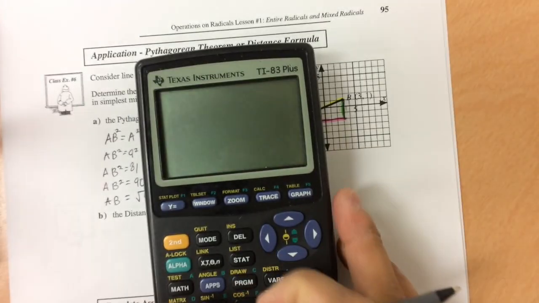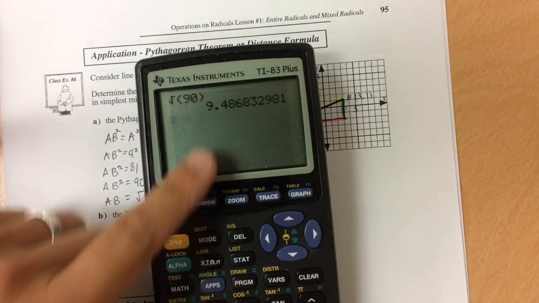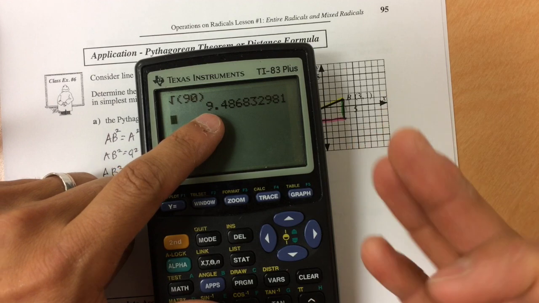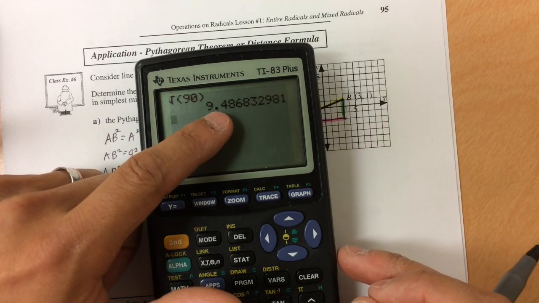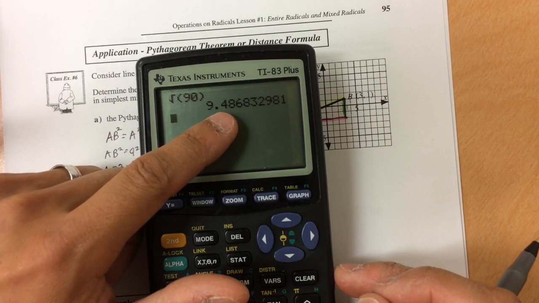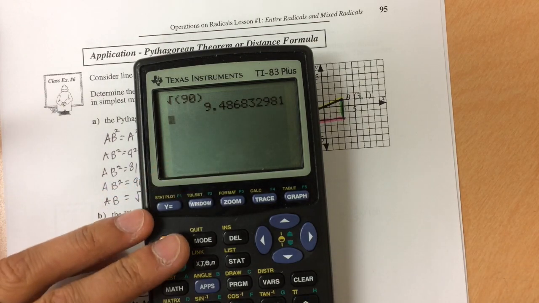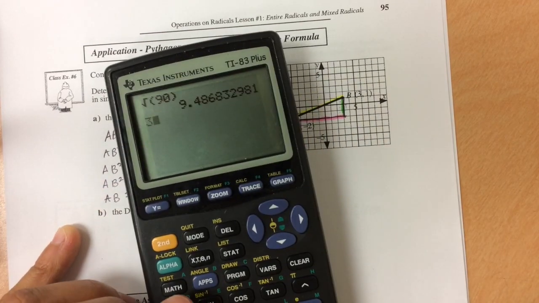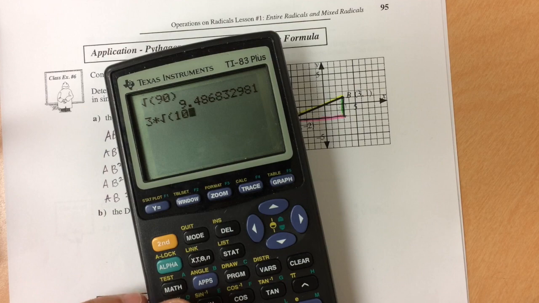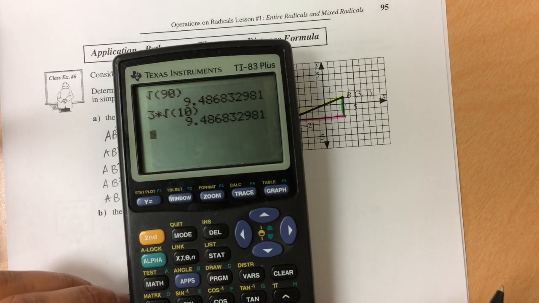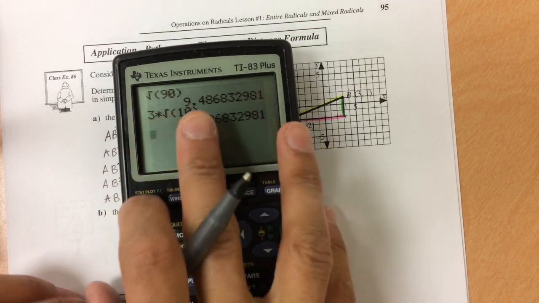If we think of that in centimeters, for example, the square root of 90 would have given me about 9.48 or 9.49 centimeters. 3 times the square root of 10 is going to give me the exact same thing. But this is more exact.